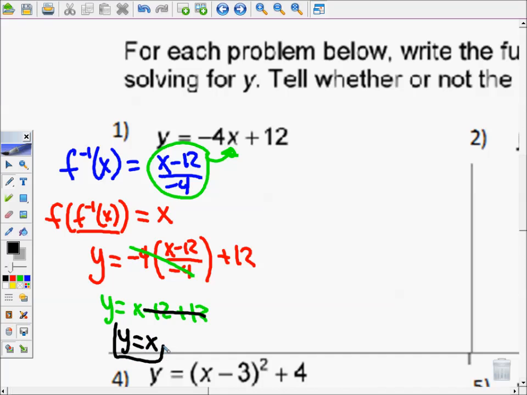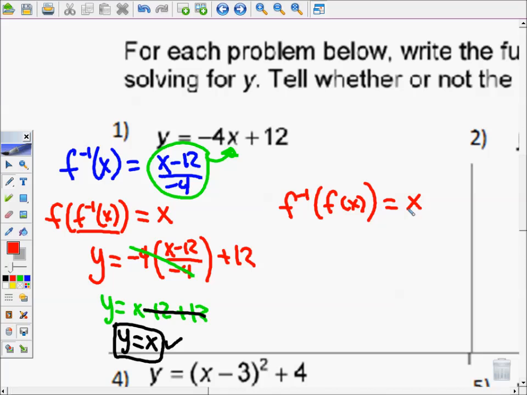So far, is it a function? Yes, because it passed the first round of testing. So that's the first round. The second round is when you do the opposite. The inverse is now going to be substituted in with the original, and my answer still should be x.